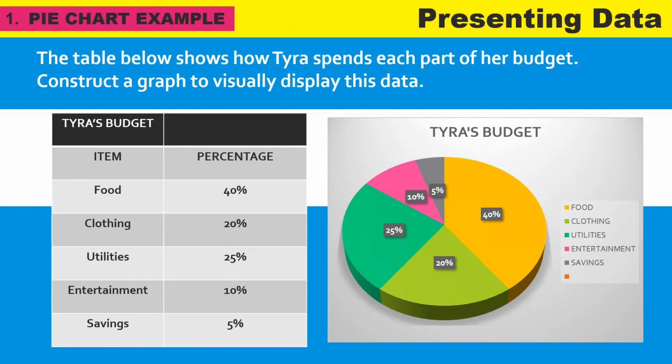For food, we have the orange one, 40%, clothing, apple green, 20%, utilities, green, 25%, entertainment, the pink one, 10%, and the last one, savings, 5%.